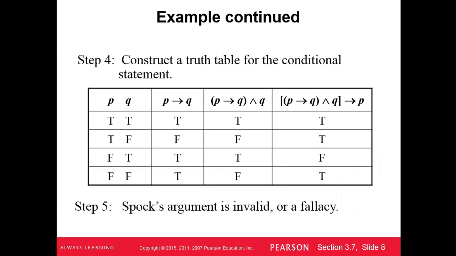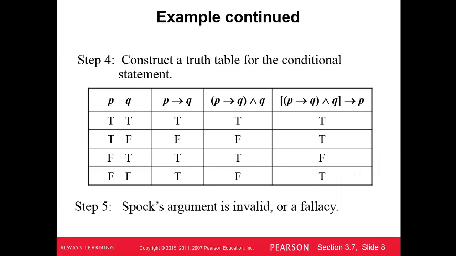So true to true is true, true to false is false, false to true is true, false to false is true. The next thing we're going to do is take the results of that column in a conjunction with Q. So true and true is true. False and false is false. True and true is true again. False and true is false. Remember, when we're dealing with a conjunction, it's only true when both symbols are true.